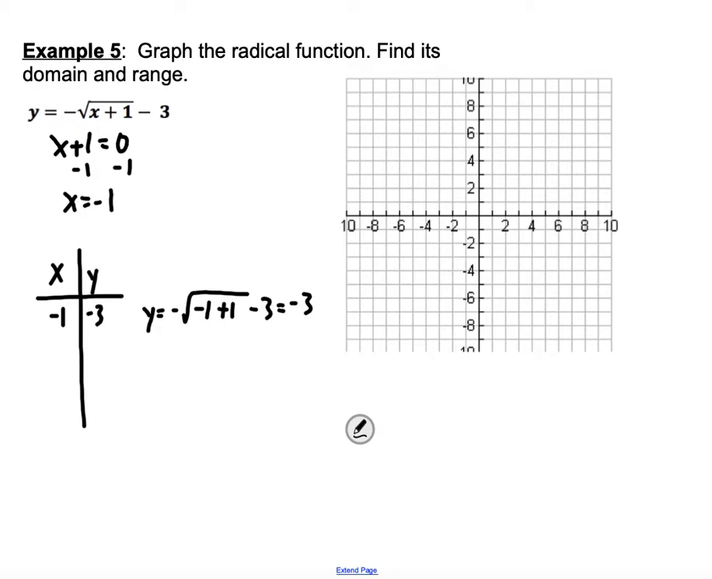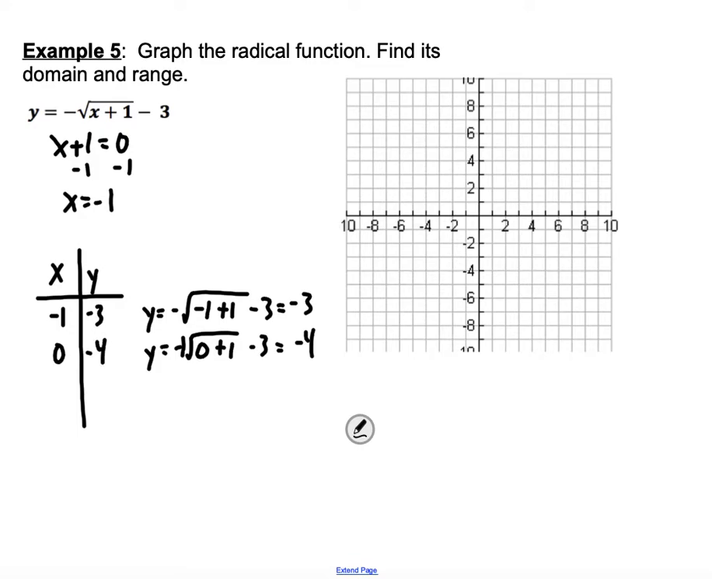All right, pick something larger than negative 1, so maybe like 0. So 0 plus 1 is 1, square root of 1 is 1, times a negative 1, that's what's here on the outside, a negative 1, is negative 1, minus 3 is a negative 4.